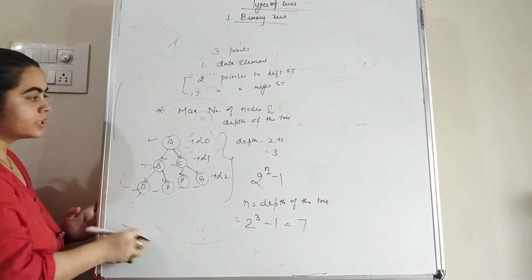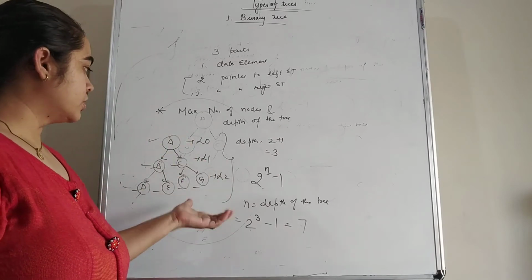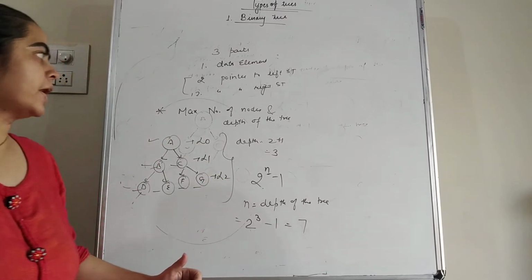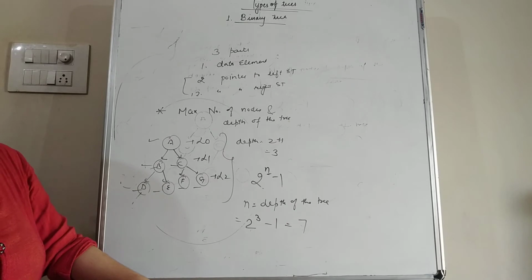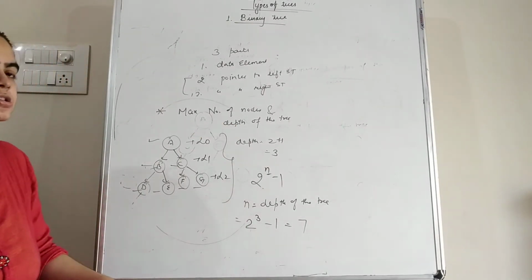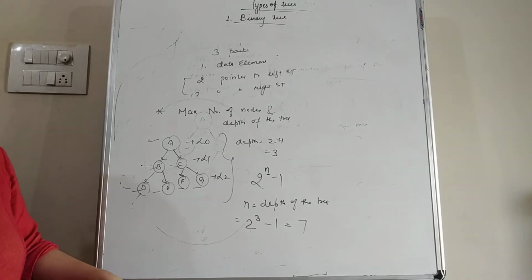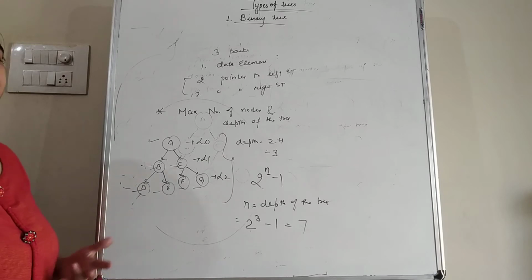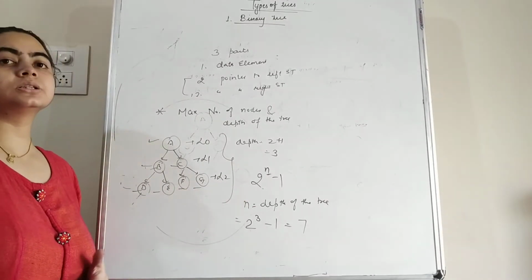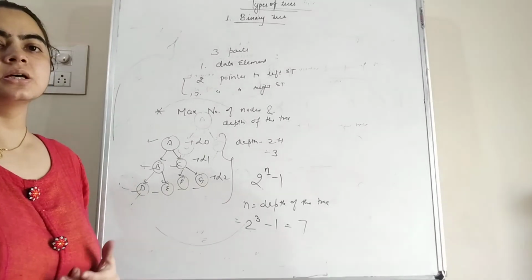Now students, that means the maximum number of nodes according to the depth of the tree is 2 raised to power n minus 1. So sometimes the examiner will ask you, if the depth of the tree is 5, then calculate the maximum number of nodes. So maximum number of nodes if the depth is 5 is 2 raised to power 5 minus 1. So that is 31.